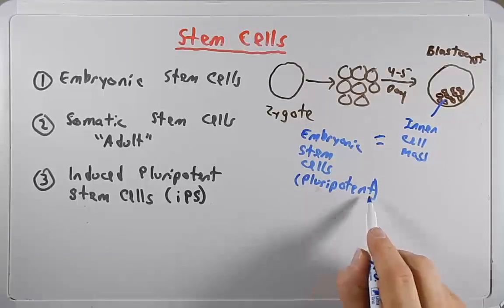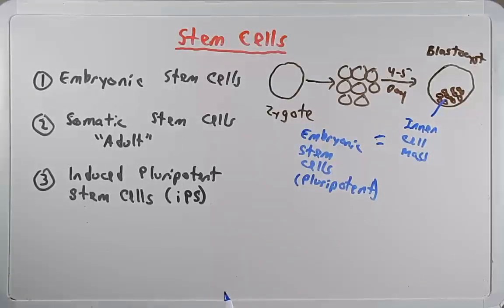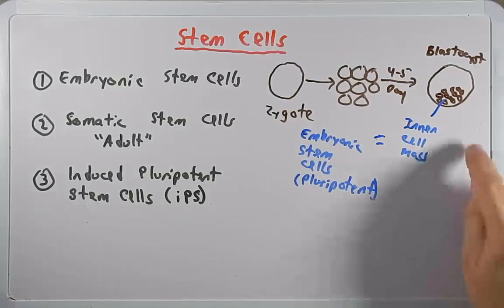Pluri for multiple, and then potent. They have the potential to form any one of these cells as development continues. So they have a lot of potential. So in the media and in the literature, when we hear the term embryonic stem cells, it is these cells that we're talking about.